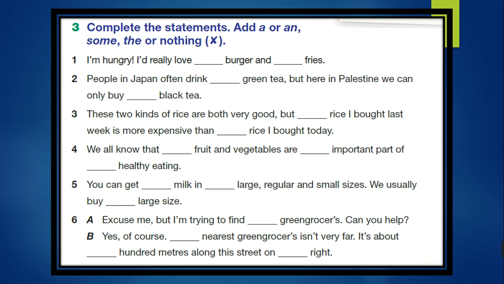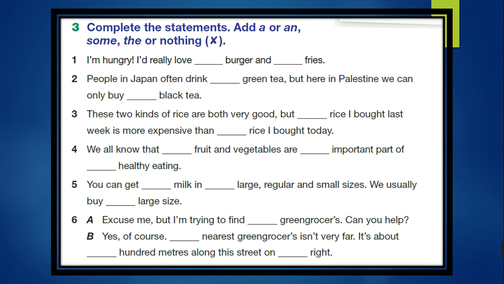And we use the when we are mentioning something for the second time and we think that the listener knows what we are talking about. And we use nothing, zero article, when we talk about something in general. Okay? All the things in a group, we will use nothing before these words. Okay, let's try to do the task. We'll do the first two as an example, and you have to pause and do the rest by yourself.